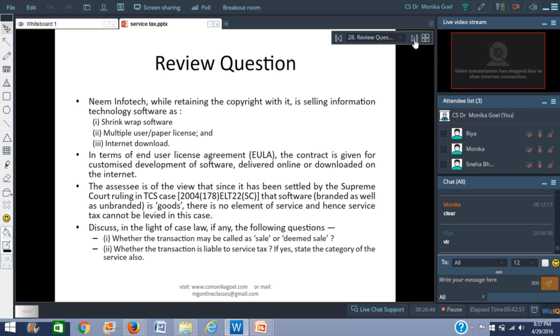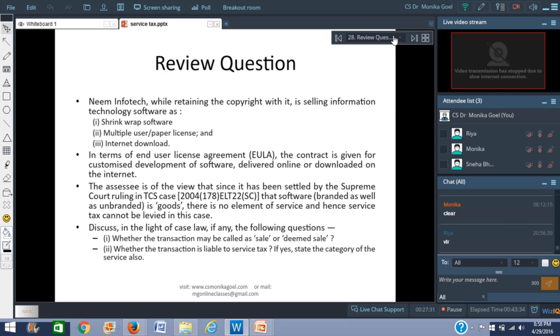Now this is similar to, if I'm looking at the case, though I'm not chargeable to service tax, when I provide the pen drives to the students. It is for a particular period of time that you have gotten access to that particular pen drive, right? So discuss in the light of the case law, if any, the following questions: whether the transaction may be called a sale or deemed sale, whether the transaction is liable to service tax. If yes, state the category of the service also. Will it be called a sale or a deemed sale, or will it be called a service? Here the matter came before the courts and the decision had to be given.